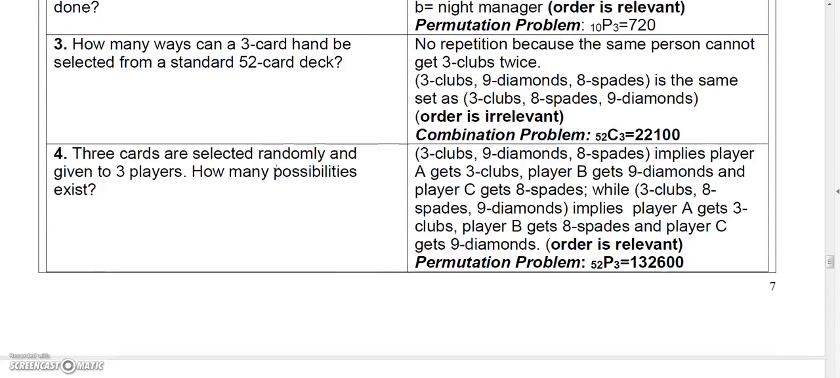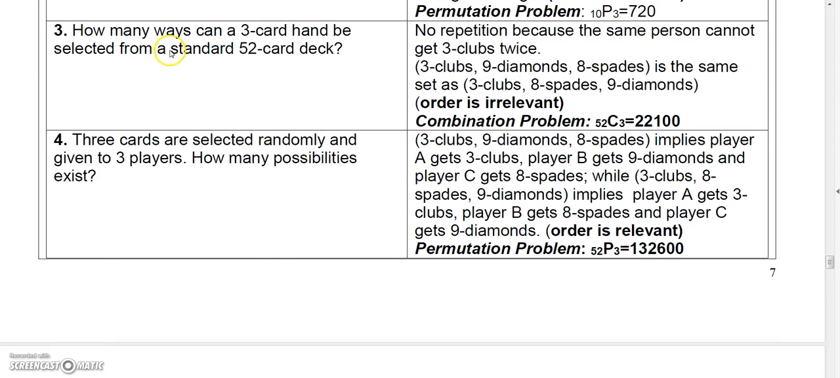Number 3 says, how many ways can a 3-card hand be selected from a 52-card deck? Well, there's no repetition because the same person cannot get the 3 of clubs twice. So let's pick 3 cards, like the 3 of clubs, 9 of diamonds, and 8 of spades. Well, that would be the same hand as the 3 of clubs, the 8 of spades, 9 of diamonds. So order is not relevant, so therefore it would be a combination problem, 52 choose 3. Now again, on these calculations, you can do these with a calculator if you want to get the final answer.